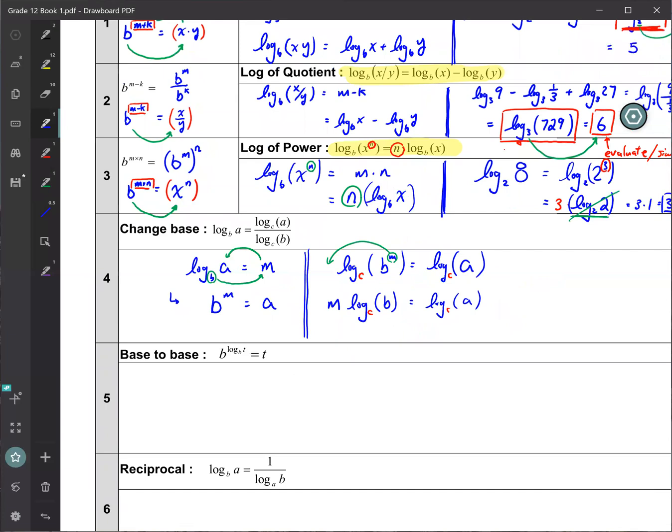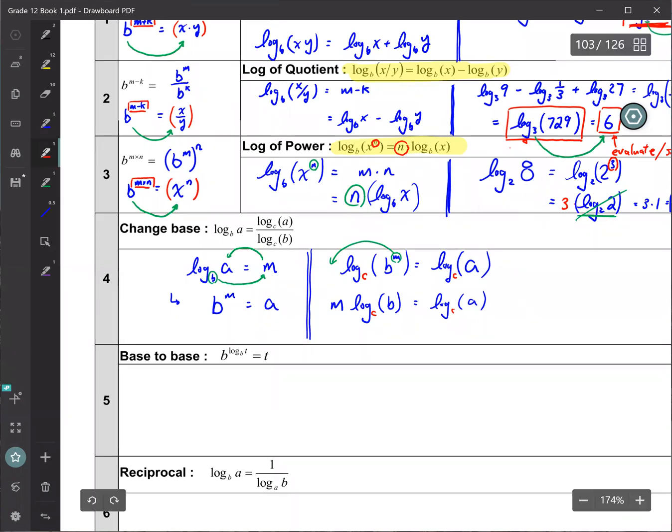Okay, how do we isolate the m? Ray? How do we isolate the m? You divide by log base c of b. Yeah, okay, so both sides divide by log base c of b, right? So the log b will go to the denominator. So you will have m equals log base c of a over log base c of b.